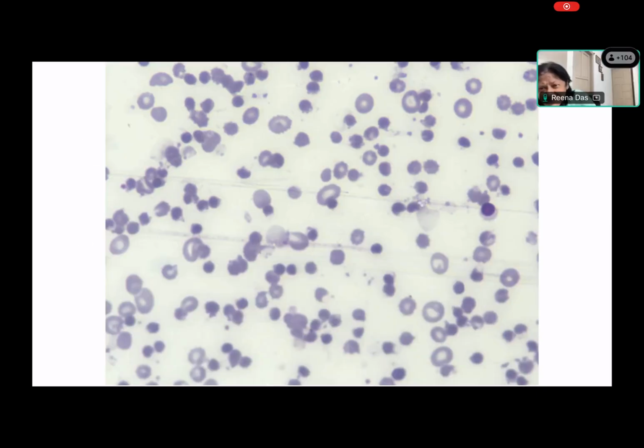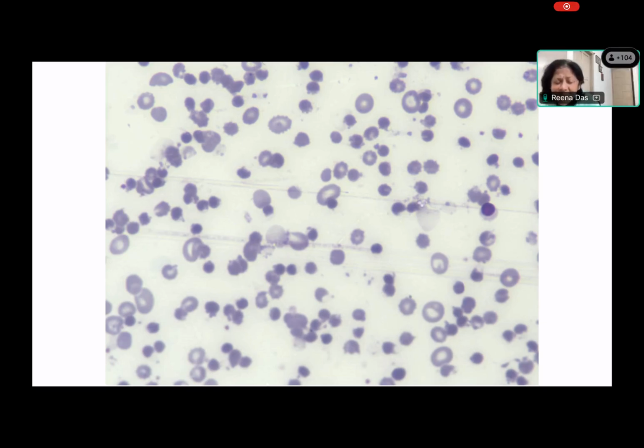So this is the peripheral smear. There are abundant microspherocytes. Then you can see a few, I'm thinking they're polychromatic cells. And then I can see a suspicious bite cell in the center. I don't know if it's a bite cell. Then there is a nucleated RBC. Very good, there's a nucleated RBC also.